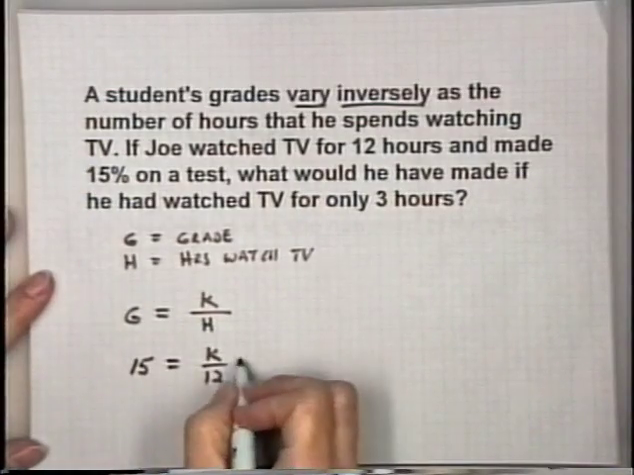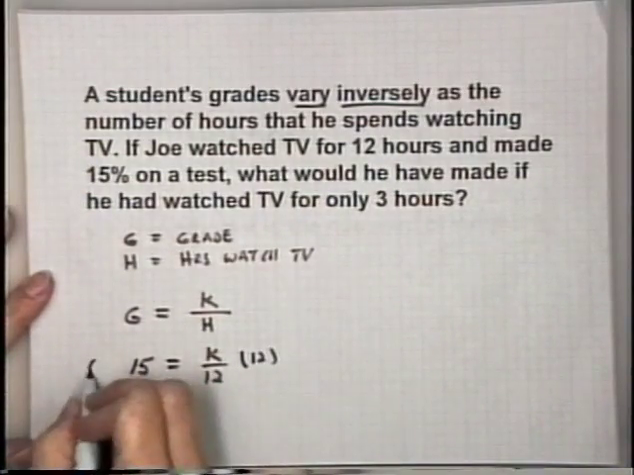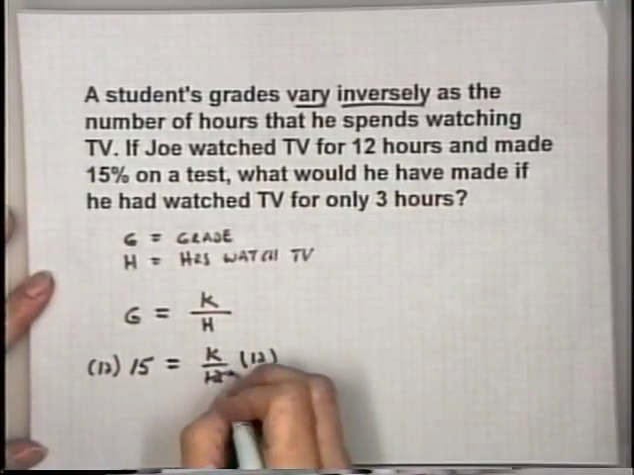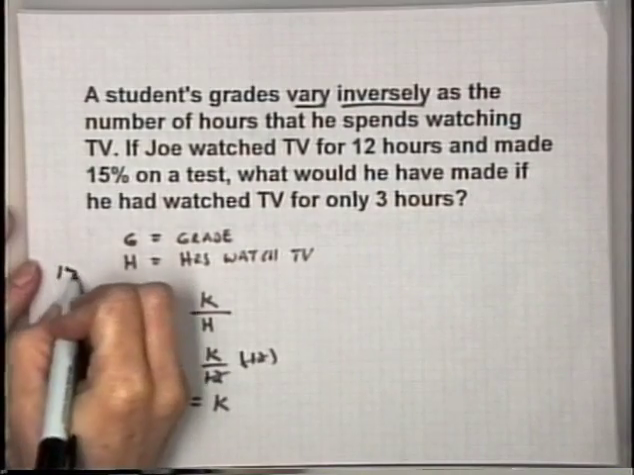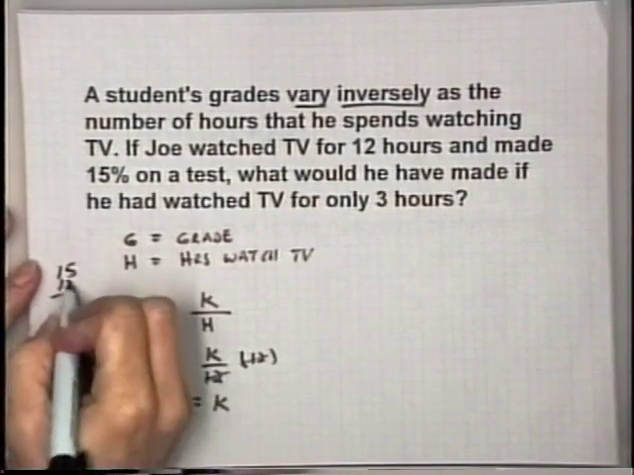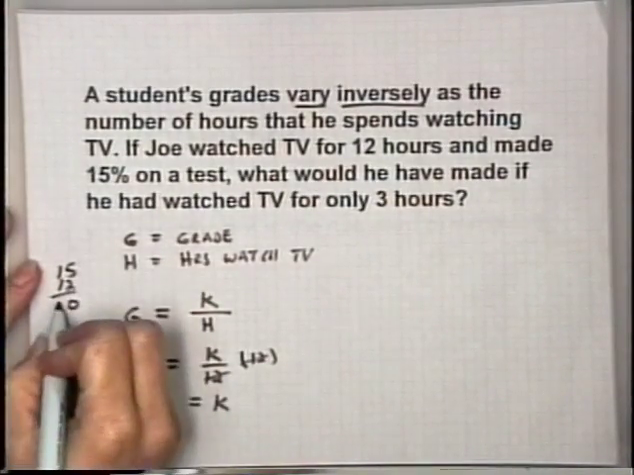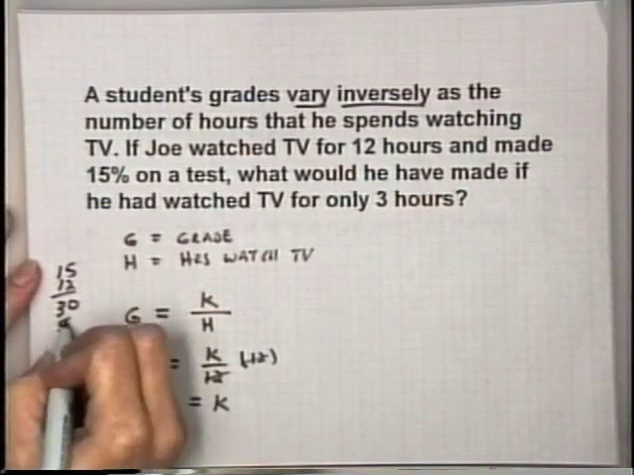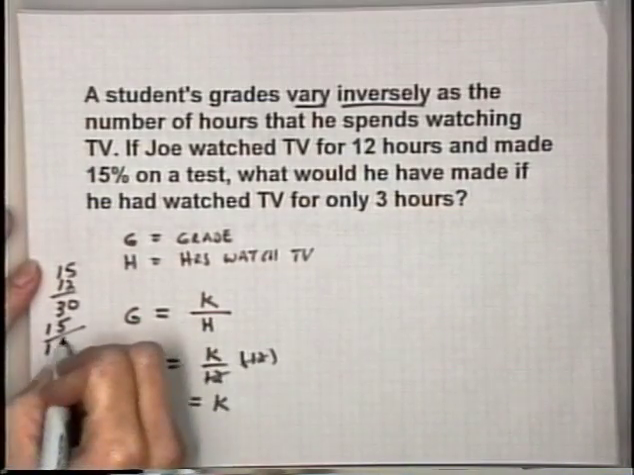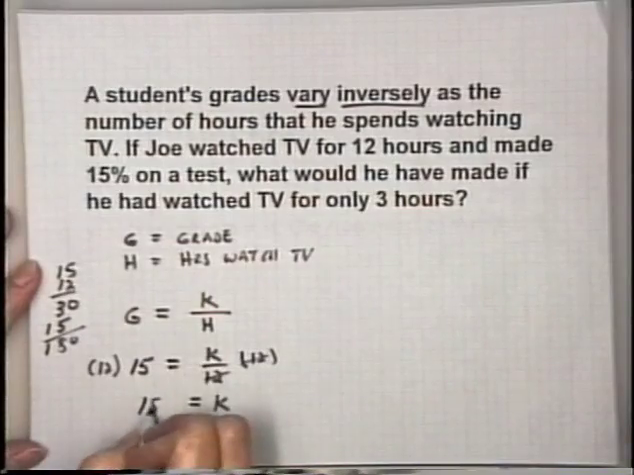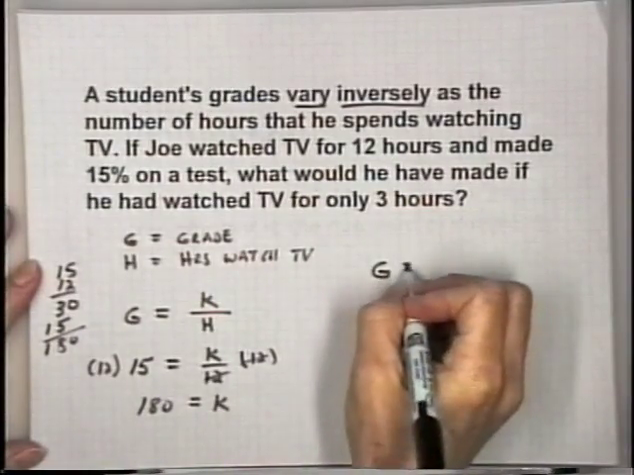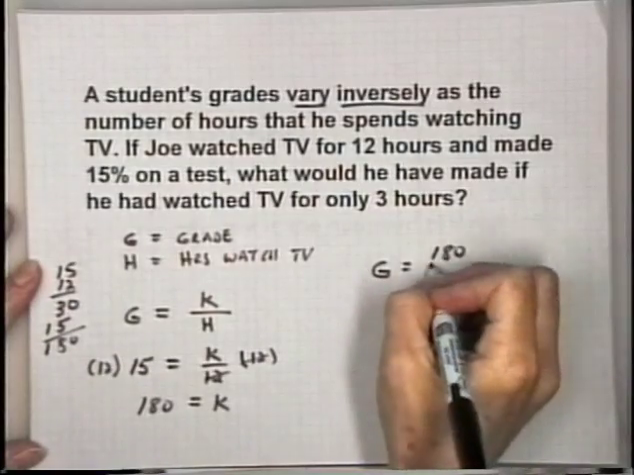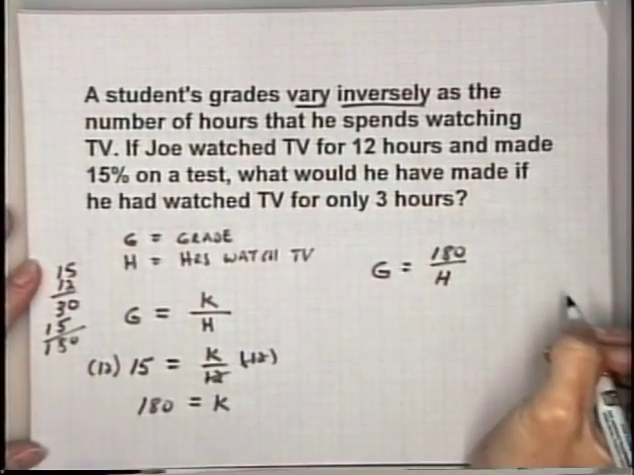To solve for k, I will multiply both sides by 12. This cancels, and I have k. Now let's see, I need 15 times 12. 2 times 5 is 10. I'm carrying 1. 2 plus 1 is 3. And then 1 times 5 and 1. So I have 180 for my k. So my equation now is G equals 180 divided by H.